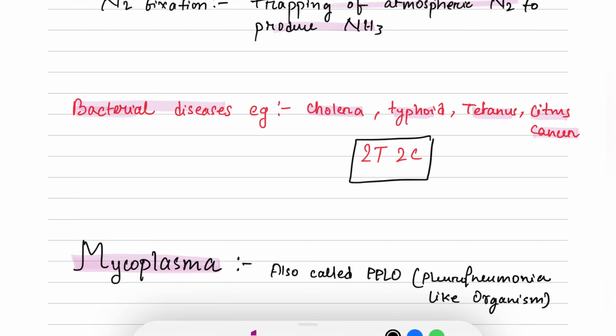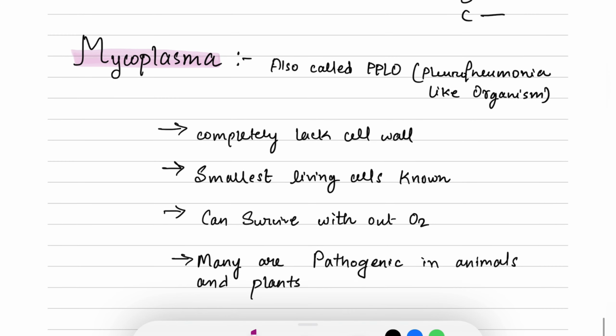The mnemonic is 2T 2C. 2T means T T, and 2C means C C. T for typhoid, tetanus, and C for cholera and citrus canker. 2T 2C, a mnemonic for bacterial diseases.